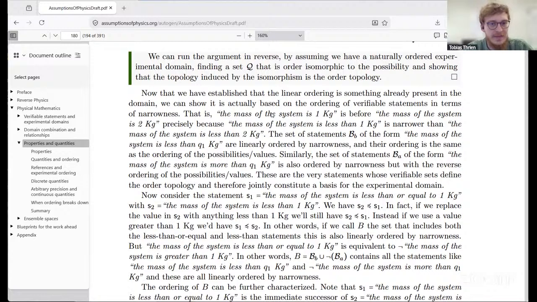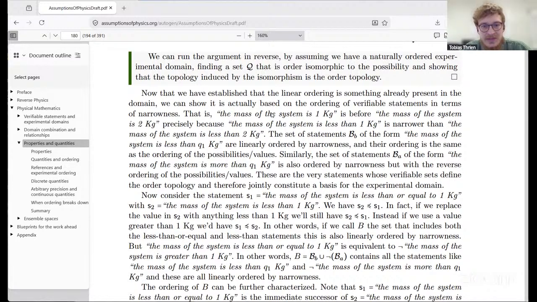Okay, now that we have established that the linear ordering is something already present in the domain, we can show it is actually based on the ordering of verifiable statements in terms of narrowness. That is, the mass of the system is 1 kilogram is before the mass of the system is 2 kilograms, precisely because the mass of the system is less than 1 kilogram is narrower than the mass of the system is less than 2 kilograms.